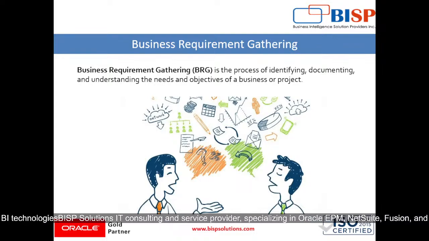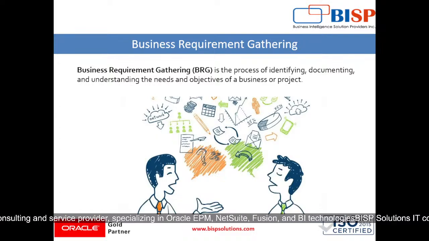What is business requirement gathering? It is a process of identifying, documenting and understanding the needs and objectives of a business, or we can say project. It involves engaging with stakeholders, for example business users, management and clients, to collect detailed information about what they expect the system, product or process to achieve. This is a crucial phase in any project, as it ensures alignment between business goals and the final deliverables.